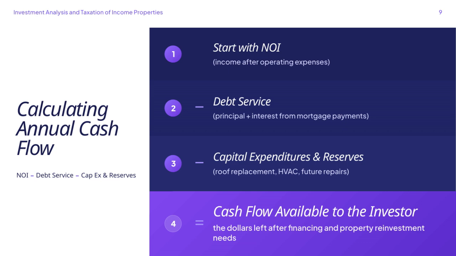These include costs for major repairs or replacements like roofing, HVAC systems, or other future property maintenance. After these deductions, what remains is the actual cash flow available to the investor. This figure represents the real dollars left after covering both financing costs and reinvesting back into property to maintain its value. Understanding this calculation is crucial for evaluating the profitability of an investment property.